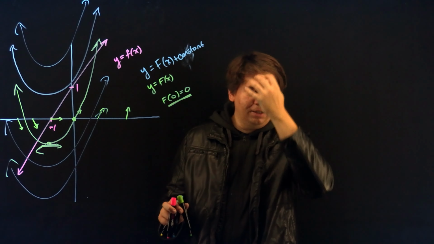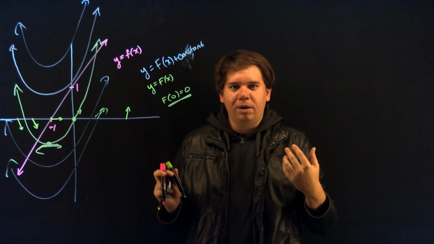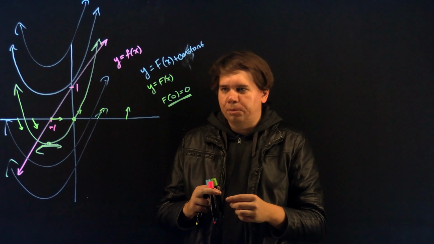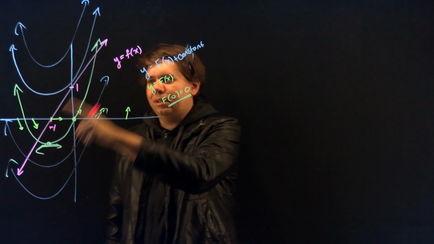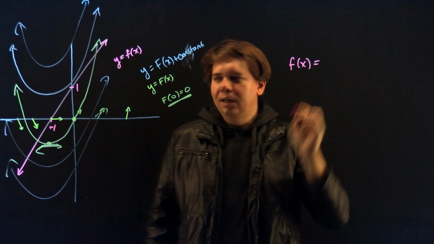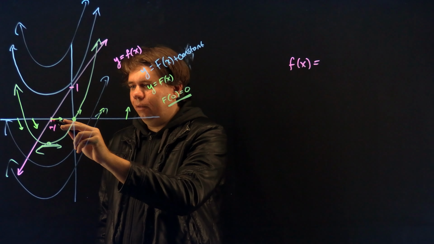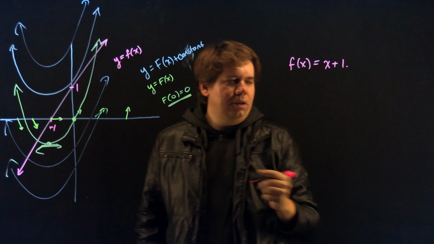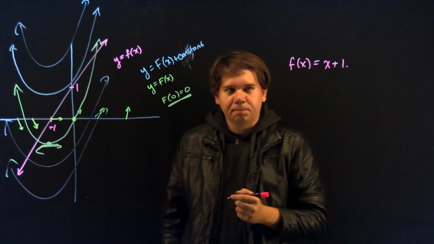In order to get a better idea of what's going on here, I want us to think about what's going on graphically, and also what's going on algebraically. So let me actually give this function an equation. My f of x here is just a line. If it's passing through the points -1 here and 1 here, that looks like the line x plus 1.